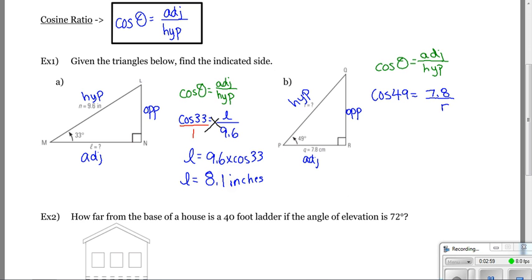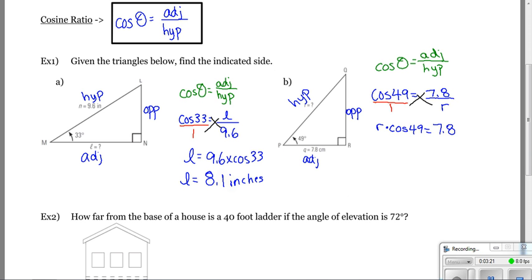We don't know what that is. Now this is a little bit different than the one before. Again, we're still over an invisible 1. We'll cross multiply. We always do our letters first to go on the left-hand side. So it's R times cos 49. Again, I put a dot there to represent multiplying. Equal to 1 times 7.8, which is just 7.8.